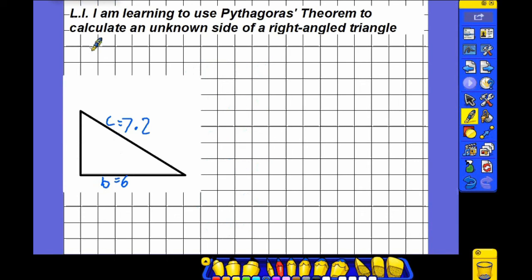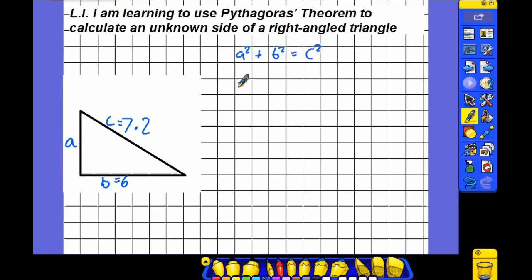So one final example then, and this one's a little bit trickier because this time we know what C is, we know the hypotenuse, and we know what B is. But our unknown this time is A. So let's stick to the formula so far. A squared plus B squared equals C squared. Just like before. And again, we're going to plug in our knowns. We're going to plug in the things that we know.